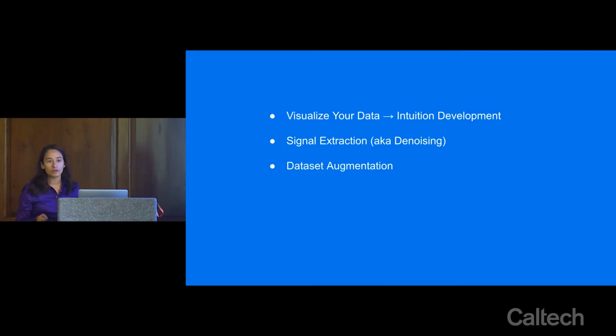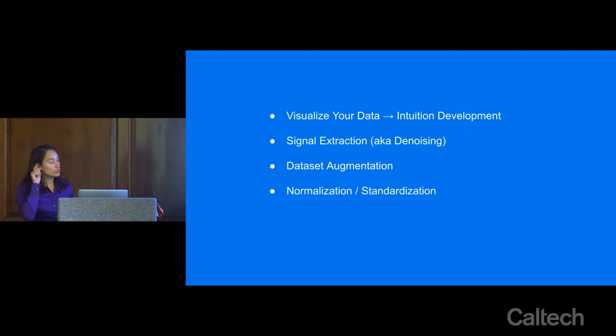Another is data set augmentation, which is something you might not be as familiar with, but is very important, especially for those of you that are going to deal with imaging pipelines, when you have images or data examples that are not very well represented in your data set, but you still need to be able to do work with that.